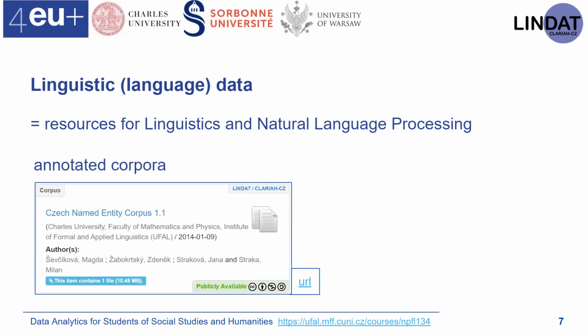When we add some linguistic information, we speak about annotated corpora. The Czech Named Entity Corpus is actually the first publicly available corpus, providing a large body of manually annotated named entities in Czech sentences.